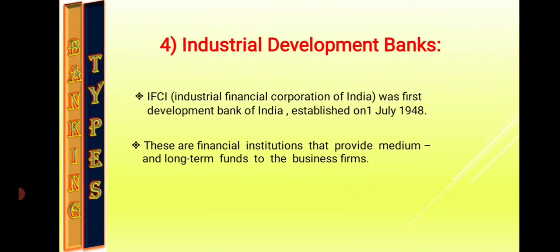Now see, the fourth type of bank is the Industrial Development Bank. The Industrial Finance Corporation of India, that is IFCI, right? IFCI was the first development bank of India, established on 1st July 1948. These are financial institutions that provide medium and long-term funds to business firms. Examples of development banks are the Industrial Finance Corporation of India, that is IFCI, State Finance Corporation, that is SFC, and Maharashtra State Finance Corporation, MSFC, etc.